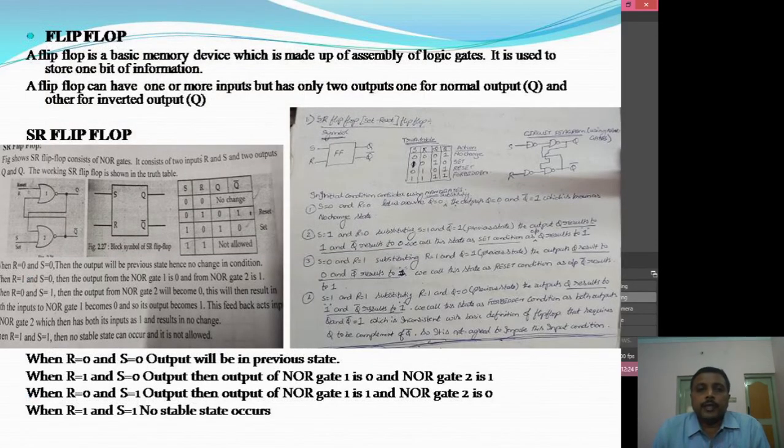A flip-flop is basically a memory device which is made up of a number of logic gates. You can use 1 or 2 or more logic gates, and finally it's nothing but a memory device which is going to store 1 bit of information. A flip-flop will have 1 or more inputs, but it has only 2 outputs, that is Q and Q bar. Q we call the normal output and Q bar we call the inverted output.